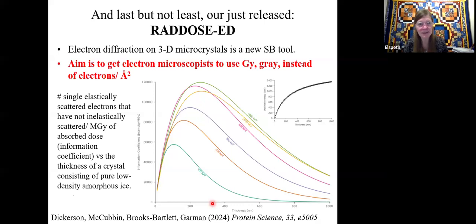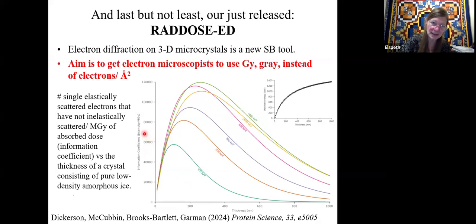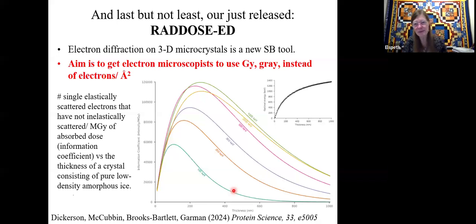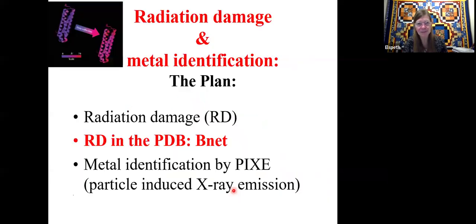And you can see that this is the efficiency coefficient, which is the inelastic to the intensity of the pattern per megagray, and which is the so-called information coefficient. Sorry, not the intensity coefficient. And then this is the thickness of the sample here. So you can see that it matters, A with the thickness and B with the energy of the electrons.